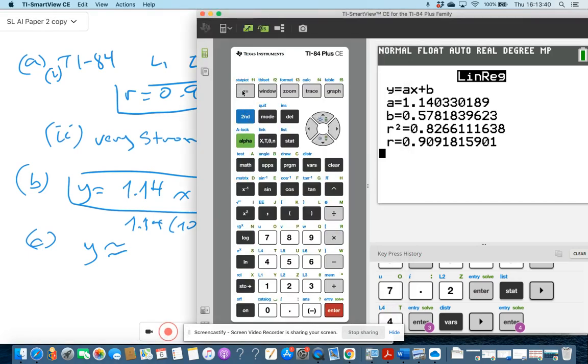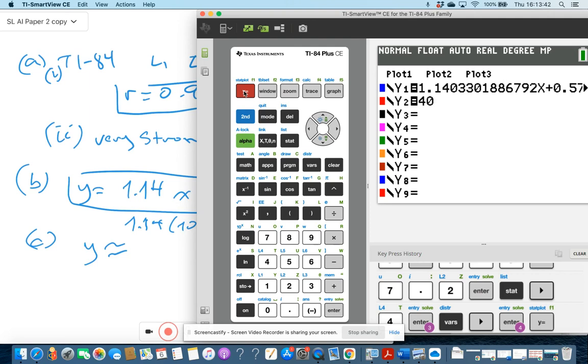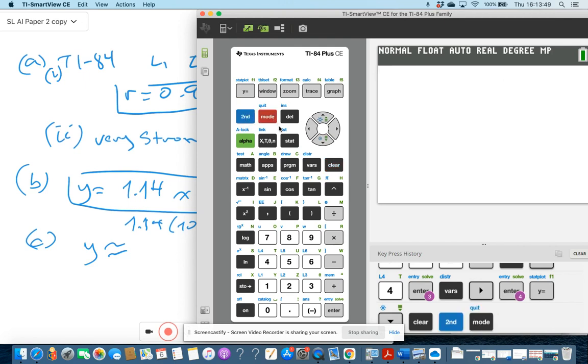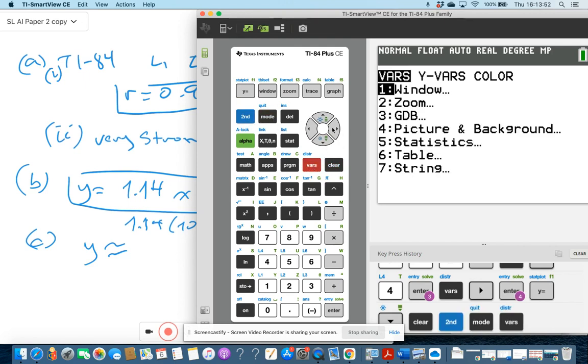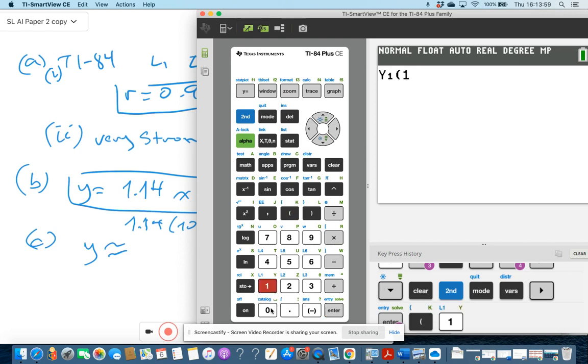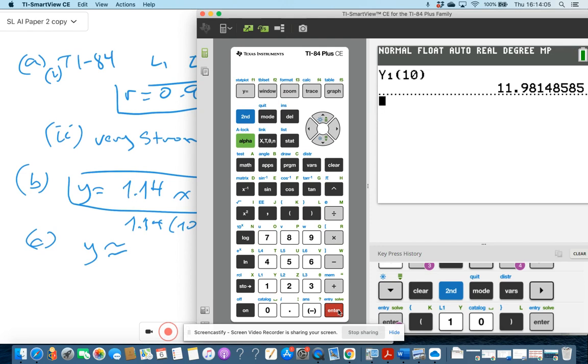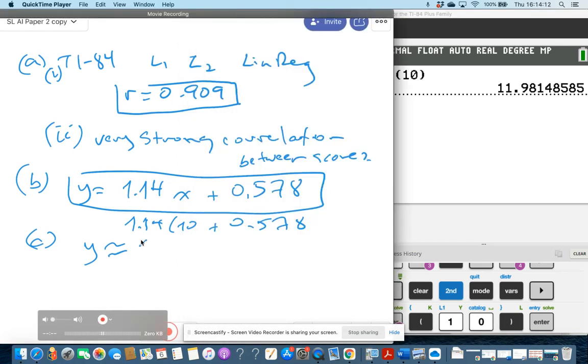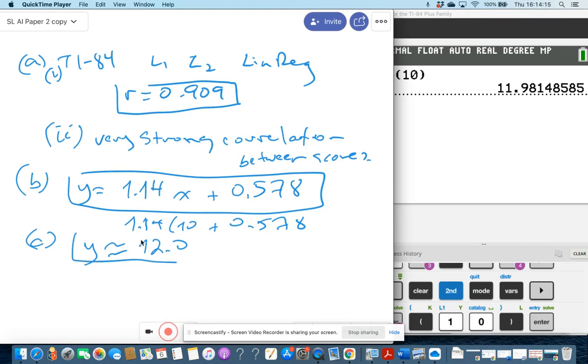And the estimate for C is going to be about, now that I have it in here, I could look at the table, or I could use the function notation: Vars, Y-Vars, Function, Y1. A perfect 10 from Stan gives from Min Sun 11.98, rounded to 3 significant figures. That's 12.0, which again, not very reasonable.